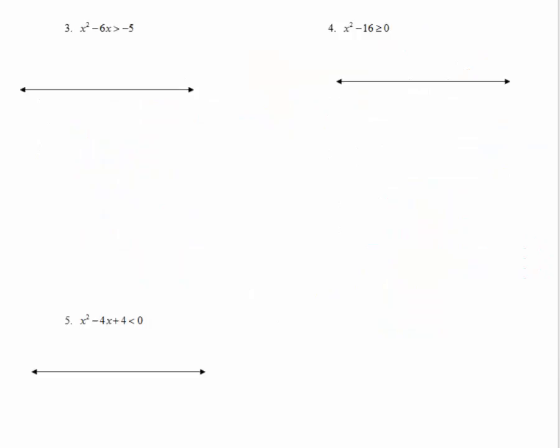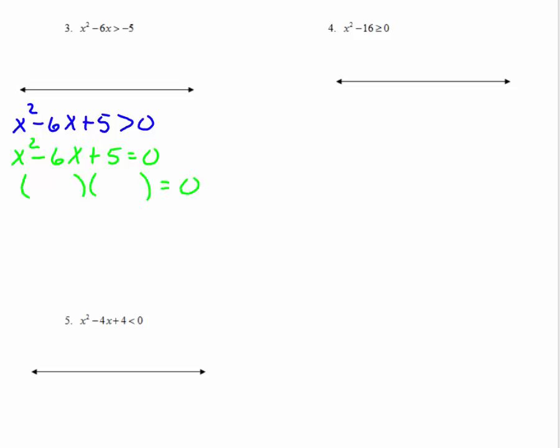Number 3. x squared minus 6x is greater than negative 5. So I do need to get it to have a 0 on the right hand side, so I'm going to add over the 5. So x squared minus 6x plus 5 has to be greater than 0. Then I'll pretend I have an equal sign, so x squared minus 6x plus 5 equaling 0. Then I'll try and factor. If they're not factorable, I'll use the quadratic formula, but these should be factorable.